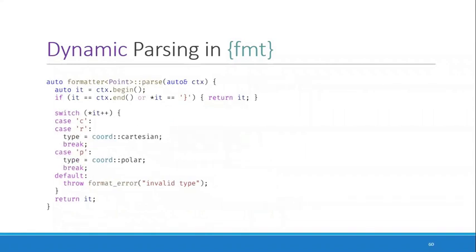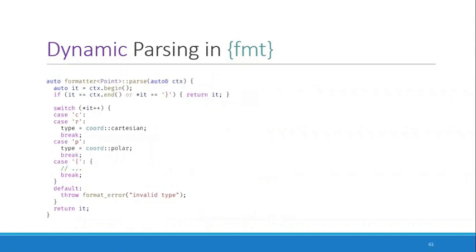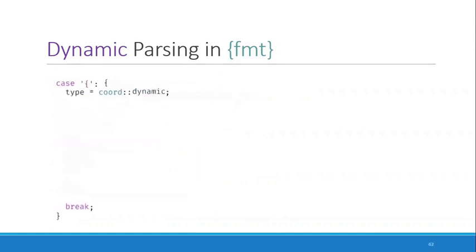So if we go back to our point example, it becomes a little bit easier to swap out the way the switch works. Now we have another case to consider. It's not just C, R, or P. We also have this case: if the next character is an open brace, now what do we do? If it is an open brace, then we know we're dynamic. And now we need to parse the rest of what's going on in the specifier.